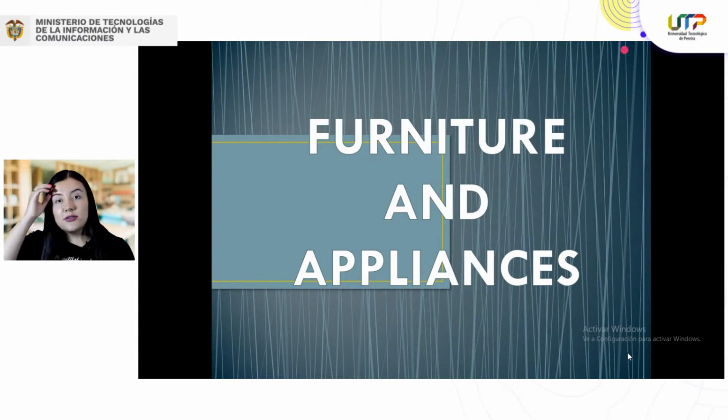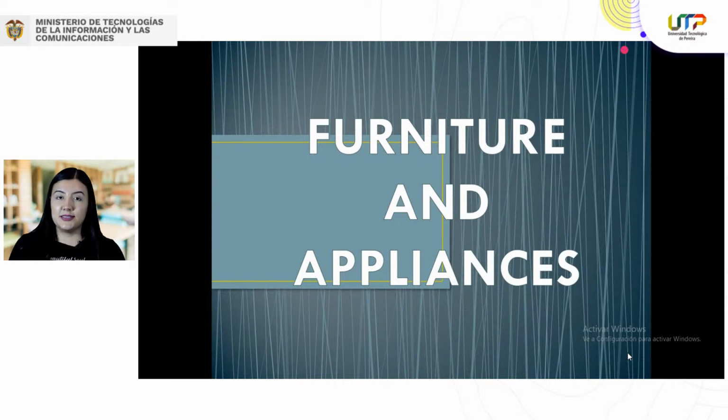So let's start with the vocabulary, yeah? So first of all, I want you to look at the first two words that we have on the screen, yeah? Probablemente no son palabras muy familiares para ustedes porque son poco comunes, casi no las escuchamos en inglés y quiero que estén muy atentos a la pronunciación de estas dos palabras. Number one is furniture, okay? Furniture, that is number one. And number two is appliances, okay?